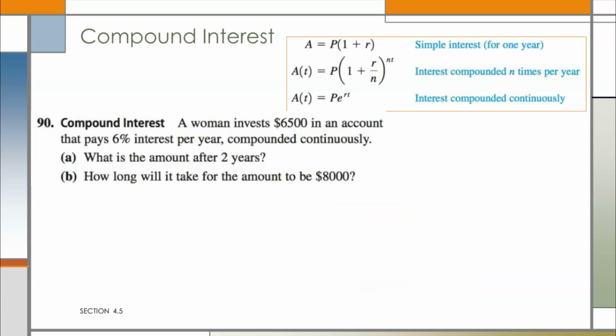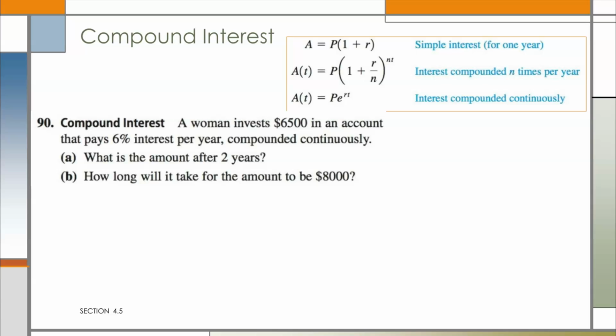Compound interest. A woman invests $6,500 in an account that pays 6% interest per year, compounded continuously. What is the amount after 2 years? How long will it take for the amount to be $8,000?